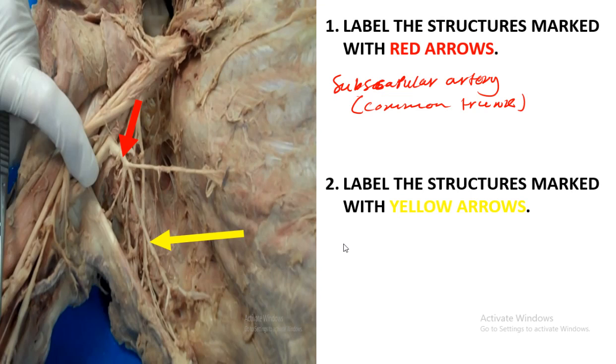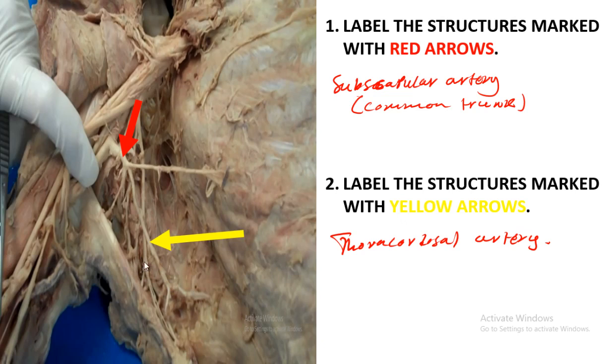So this is just the thoracodorsal artery. You have the thoracodorsal artery, which is normally moving along with the thoracodorsal nerve.